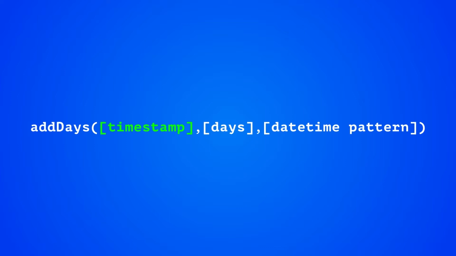The Add Days function takes 3 parameters. The first parameter is a timestamp. Second is the number of days to add or subtract. Use a positive number to add days and a negative number to subtract days. The last parameter is the date-time format pattern. This one is optional. Use it if you'd like to output a specific date-time pattern.